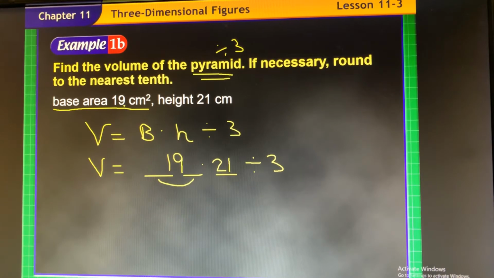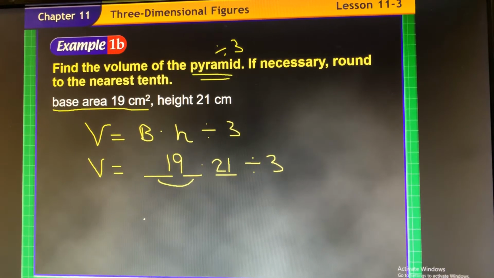I already know the area. They did the area for you. So in this case, you're not going to use the 3 lines up because they already did part of the work for you. 19 times 21 divided by 3, and you're going to get 133 centimeters cubed. So you got to be careful and read the problem and make sure they don't give you the base area already.